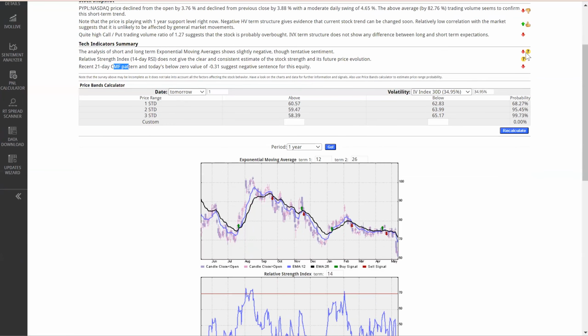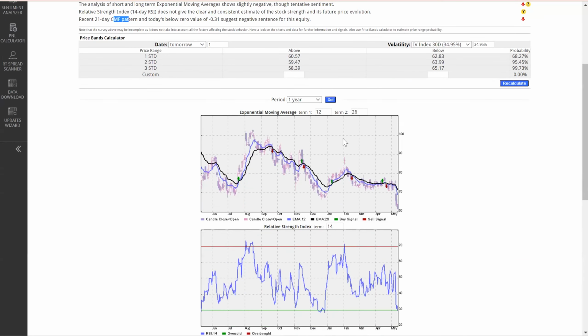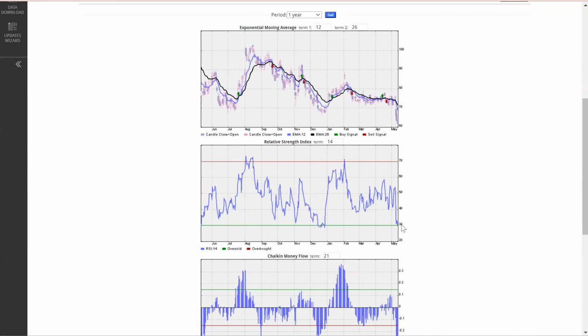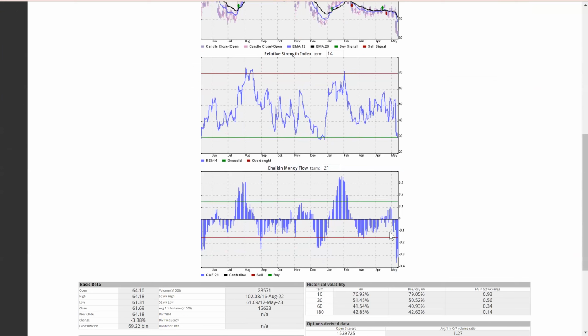So you'll get just a quick snapshot here, which, all of these are bearish. You see our exponential moving average is moving lower. RSI is kind of kissing this bottom, this 30. And then the money flow index shows this heavy, heavy bearish volume after earnings.